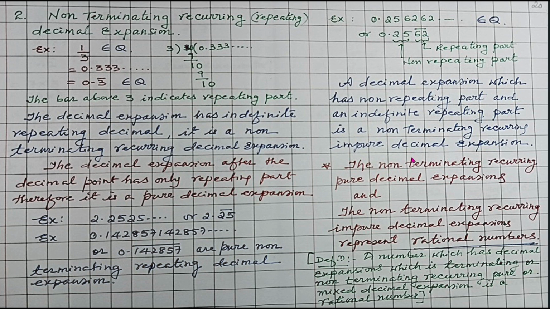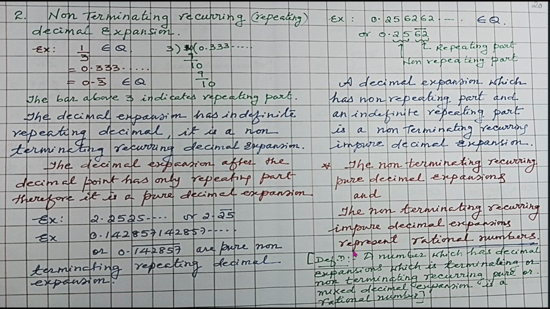So please remember that. The non-terminating recurring pure decimal expansions and the non-terminating recurring impure decimal expansions, all of them represent rational numbers. Therefore, we can define rational numbers as numbers which have decimal expansions which are terminating or non-terminating recurring, pure or mixed decimal expansions. So rational numbers can be defined in two ways.